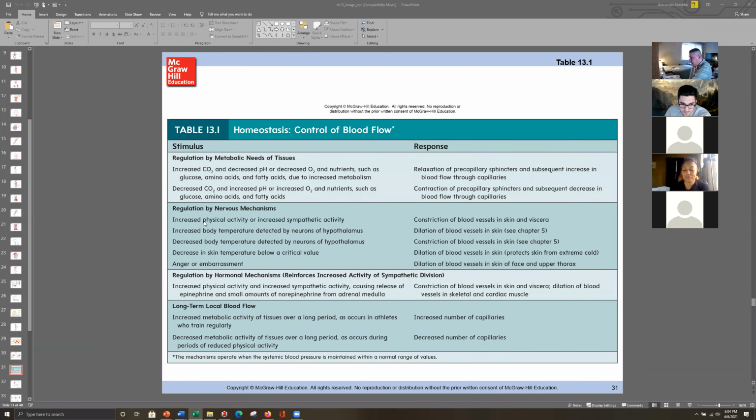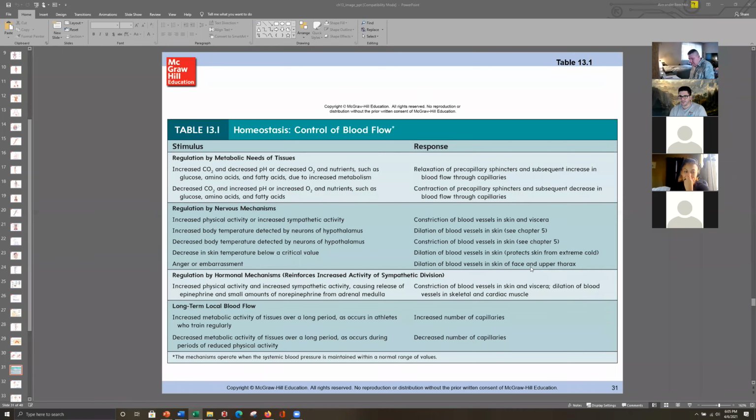Regulation by nervous mechanisms. So increased physical activity or increased sympathetic activity can constrict blood vessels in the skin and viscera. So there are all these specialized areas where, depending on nervous system input, we can control whether or not those precapillary sphincters are relaxed or constricted, right? So increased body temperature, decreased body temperature, a decrease in skin temperature below a critical value, anger or embarrassment can cause dilation of blood vessels of the skin, face, and upper thorax, right?